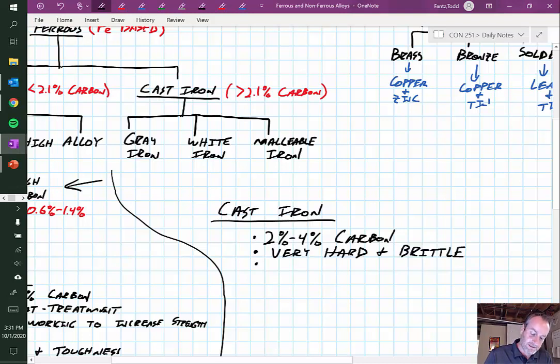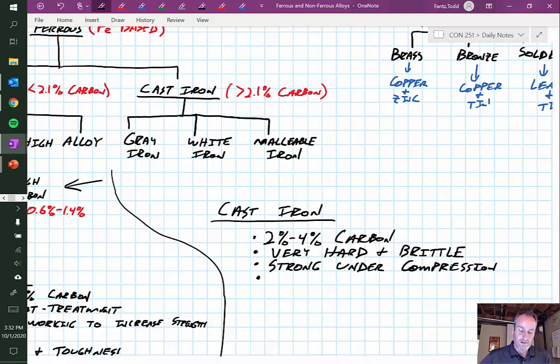Now, one characteristic of that, or one thing that we can take advantage of, is that it would be very strong when this metal is under compression. Now, the fact that it is brittle means we can't form it to different shapes like we could with our lower carbon steels. Instead, what we need to do is heat it up to a liquid form and pour it into a mold, which is called casting, right?